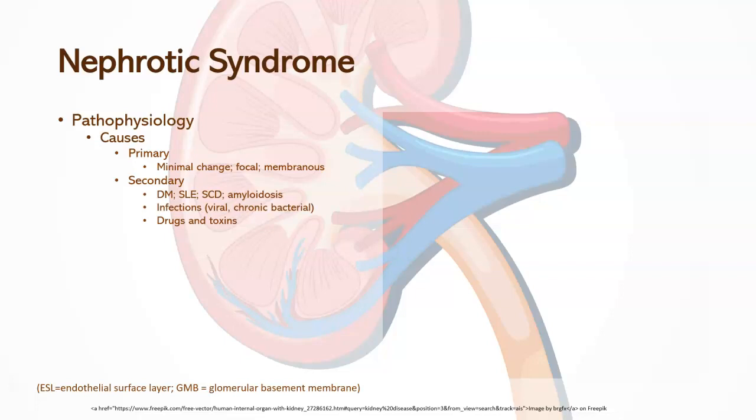Infections, including viruses such as CMV, EBV, or the HIV virus, or chronic bacterial illnesses like tuberculosis or malaria. Actually, to be honest, malaria is a parasitic disease. Certain drugs and toxins can also cause nephrotic syndrome. Penicillamine, gold, and other heavy metals, including lithium, have been implicated.